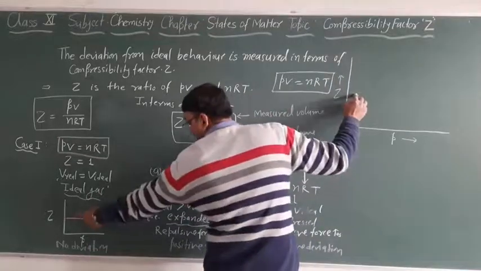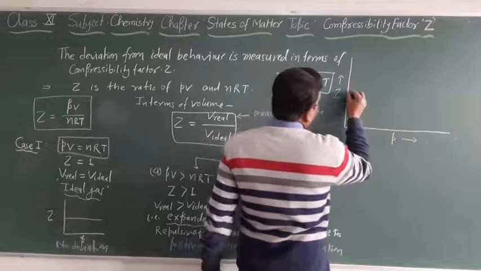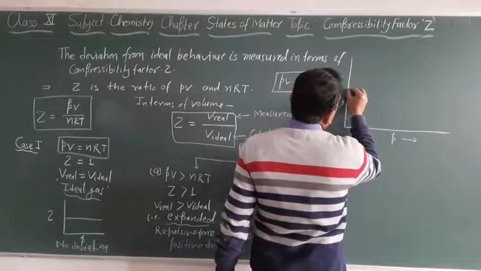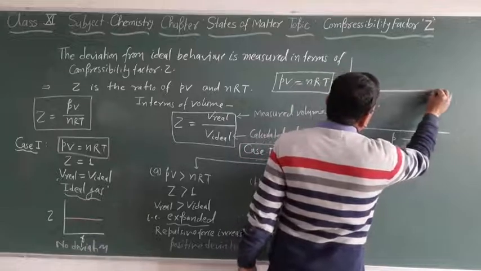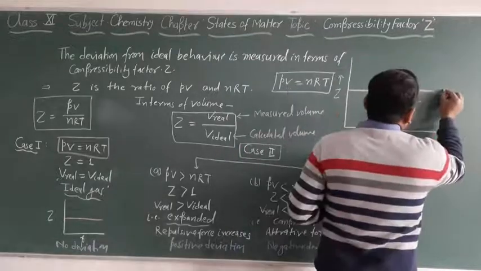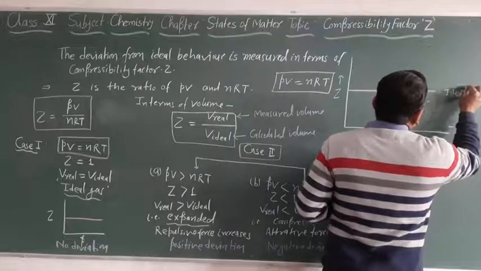So the ideal behavior graph is a straight line. This is the straight line graph. This is the ideal gas.